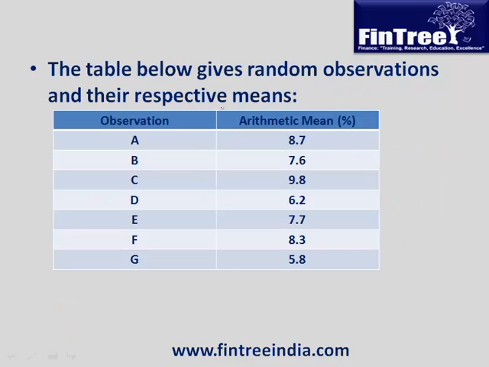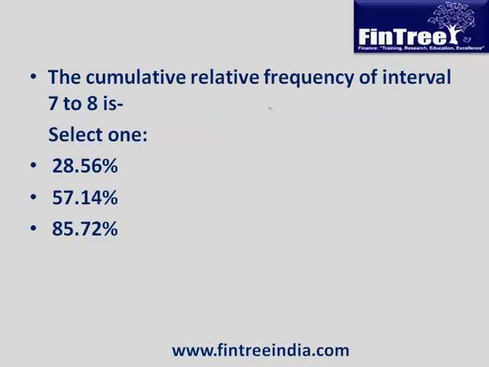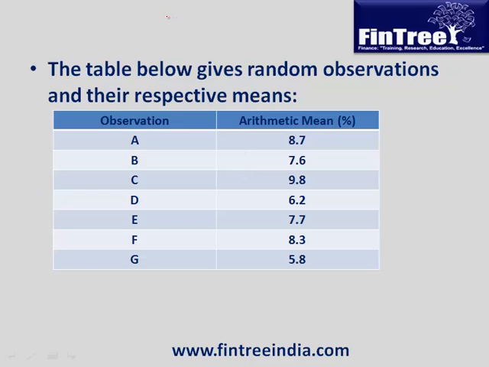The table below represents random observations with their respective means. The cumulative relative frequency of interval 7 to 8 is. Calculate the cumulative relative frequency of interval 7 to 8.